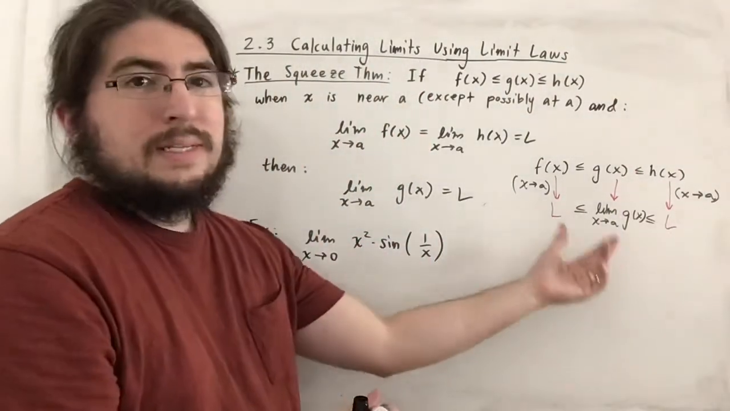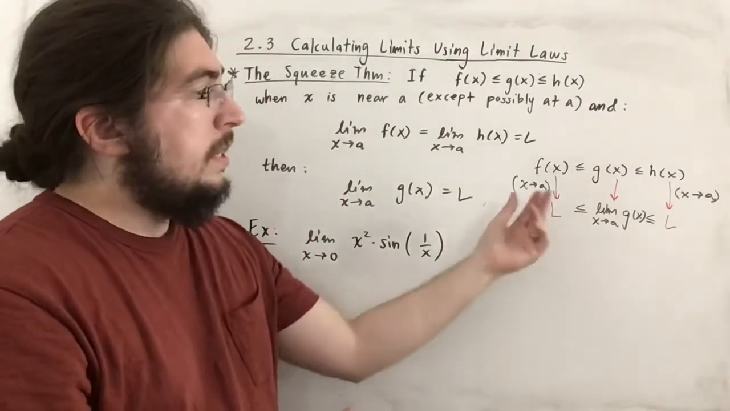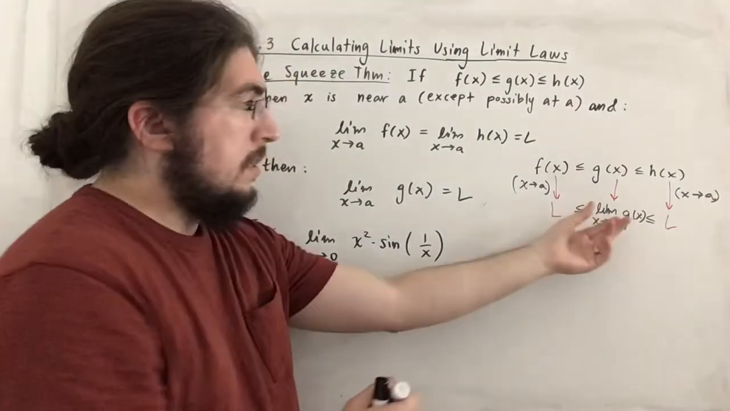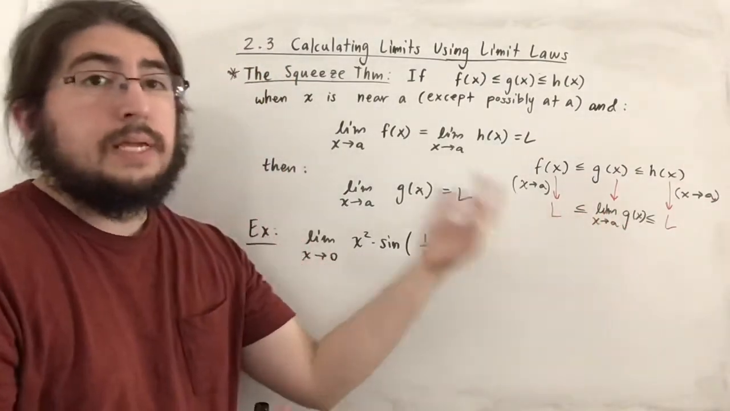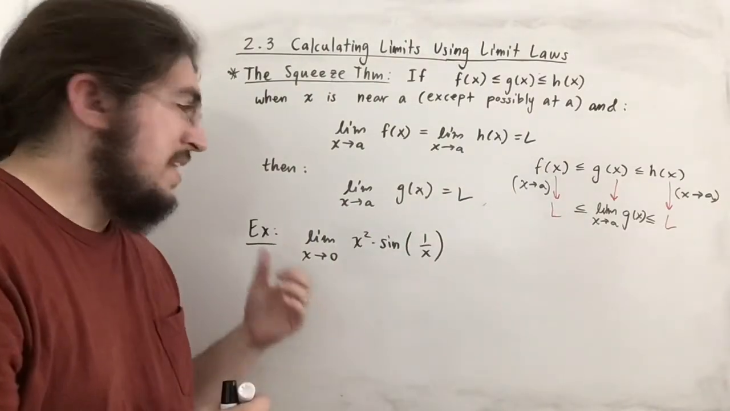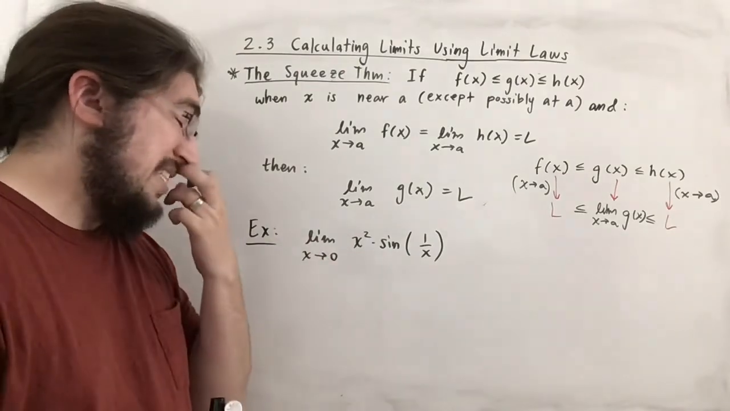But that means that this inner limit here is kind of squeezed, hence the name, in between these two that are the same limit. So that implies that the limit as x goes to a of g of x must be equal to those numbers, which are the same number. Okay, so I'm going to try to use that to solve this pretty difficult otherwise limit.